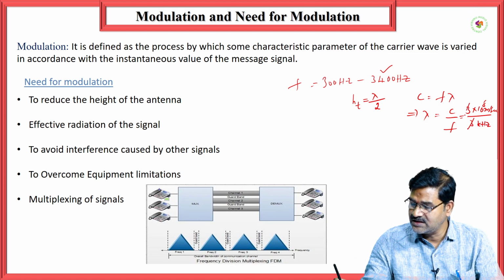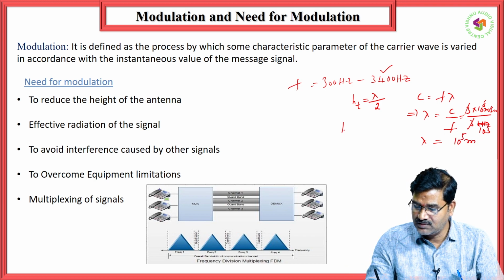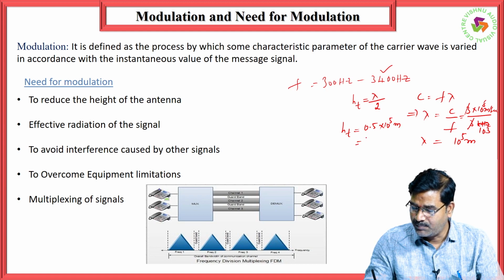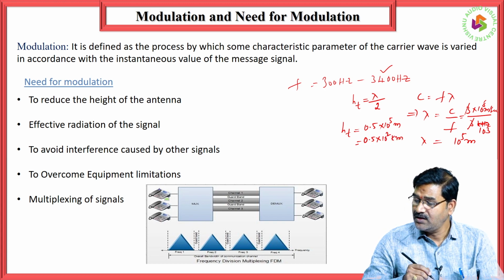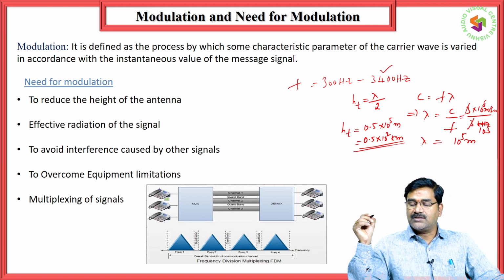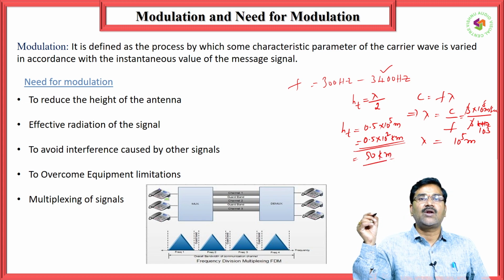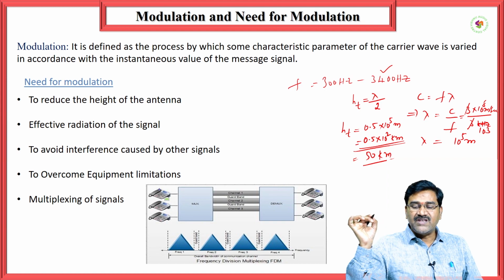So now in this particular case, if you write this one as 10 power 3, then the lambda value will become 10 power 5 meters. Okay, so now if you calculate the height of the antenna, it is 0.5 into 10 power 5 meters, or else you can say it as 0.5 into 10 square kilometers. Is it possible to erect an antenna of 10 square kilometers? So no. So it will be giving you 50 kilometers. Erecting an antenna of 50 kilometers is not a feasible idea, right?